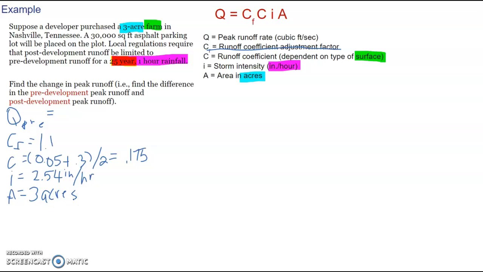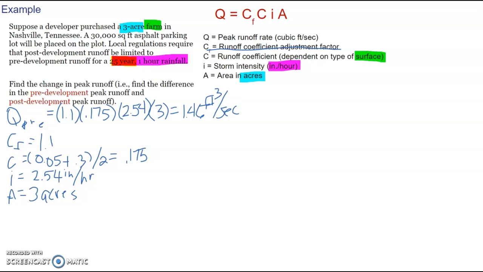So now we're going to plug all this in up here. We have 1.1 times 0.175 times 2.54, and I'm going to leave off the units because I'm running out of space up here, and then 3. Then when we multiply everything together, we're going to get 1.46, and our units are going to be feet cubed per second. So that's our Q pre.